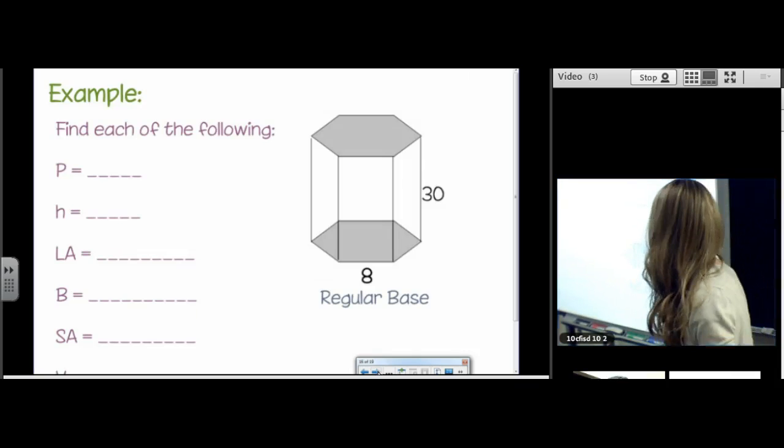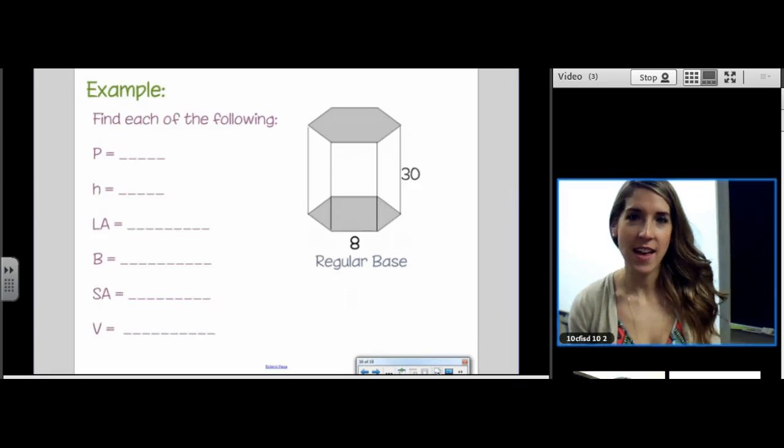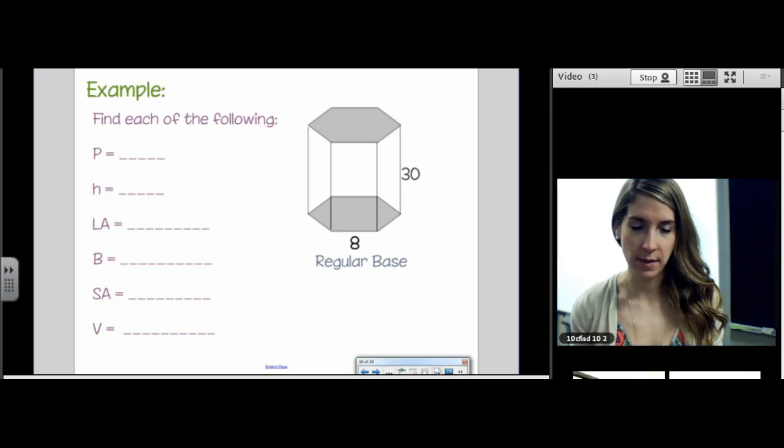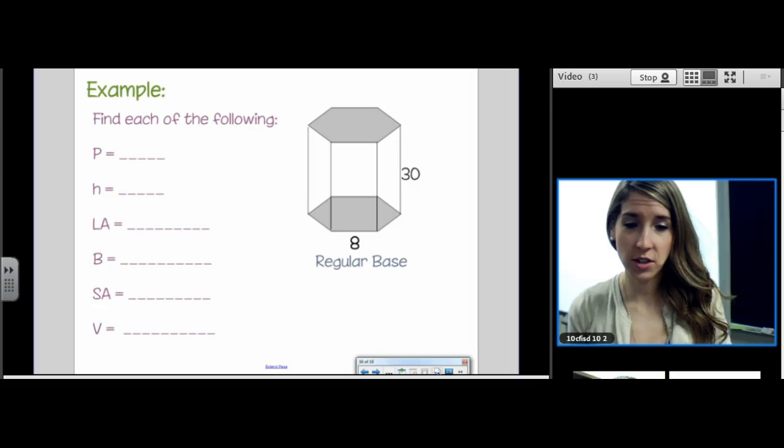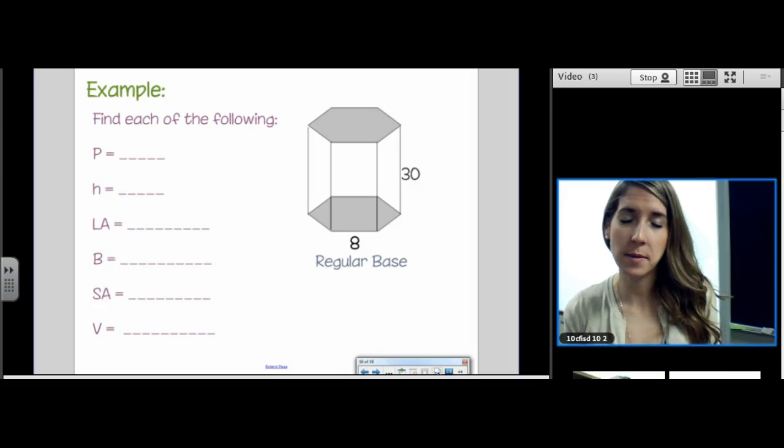All right. Let's just dive in. Let's find everything that there is to find about a hexagonal prism. How did I know it was a hexagonal prism? Hexagon is whatever there's 2 of. The name of the prism is whatever there's 2 of.